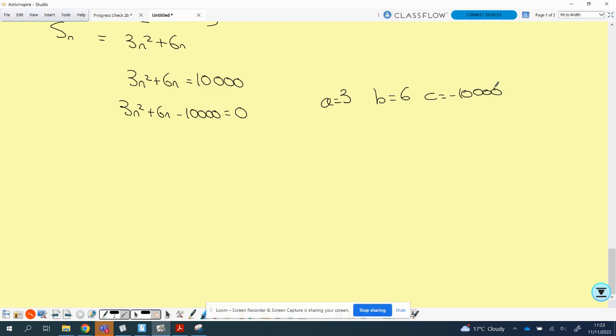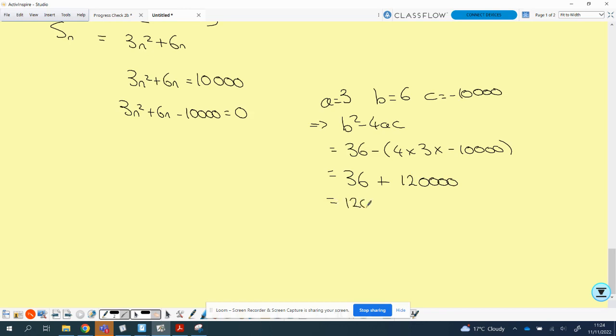So quite involved here. We better check that we actually have solutions first of all. So B squared minus 4AC, that's going to become 36, take away 4 times 3 times negative 10,000. That's going to become 36 plus, the negatives cancel, 4 times 3 is 12, times it by 10,000, that's going to be 120,000. So we get 120,000 and 36. So that's what's going into our B squared minus 4AC.